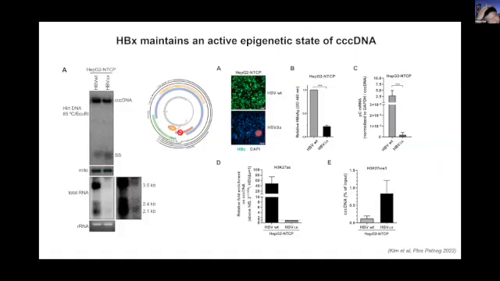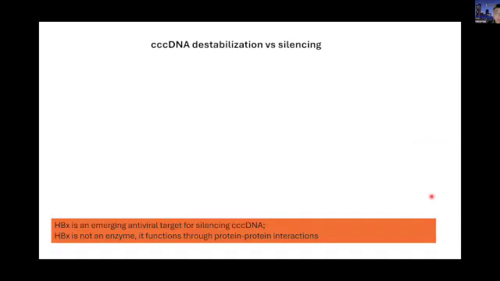This shows that in the absence of X protein, the cccDNA almost completely loses its transcription activity. You can also see that by immunostaining, and by measuring E antigen and the pre-core mRNA in the cell. Also, without X, you can see a decrease of the activating histone marker, H3K27 acetylation, and an enrichment of the repressive marker on the cccDNA. So X protein is a very important molecule in maintaining the cccDNA epigenetic status.